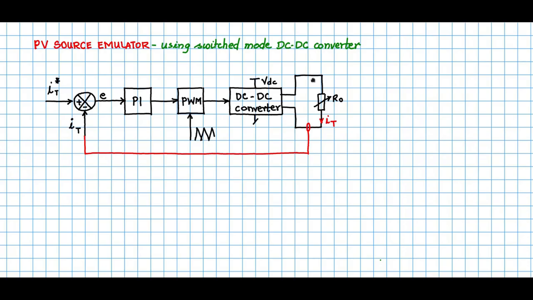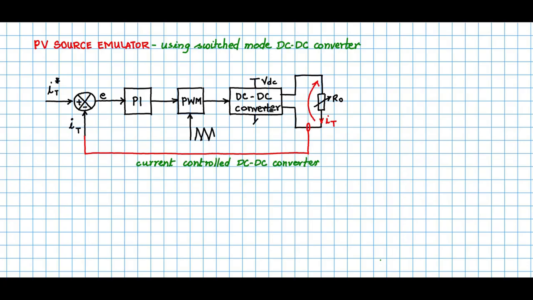Now this basic topology is what we will use for making the PV source emulator. The DC-DC converter being switched is a very high efficiency converter, and therefore we will not have the loss as we saw in the earlier case or the earlier model.